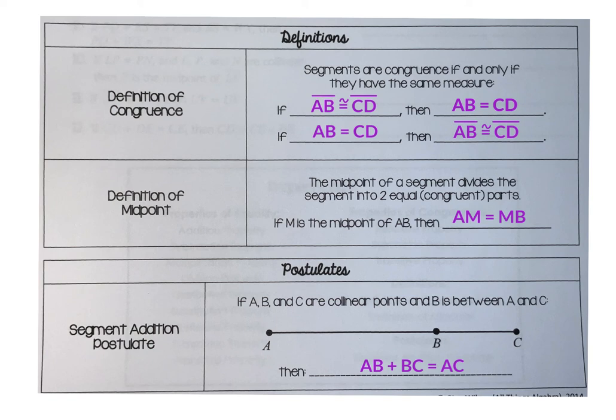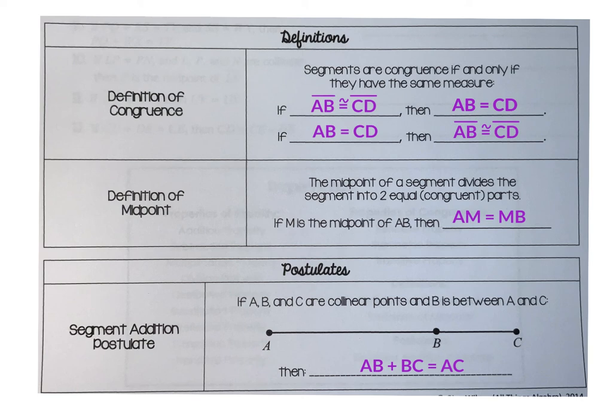So the definition of congruence is just telling you if the segments are congruent, then the measures of the segments are equal, and vice versa. If the measures are equal, the segments are congruent. The reason you use this is you cannot add and subtract segments. You can add and subtract segment measurements. So it has to be in equals before you start adding and subtracting.